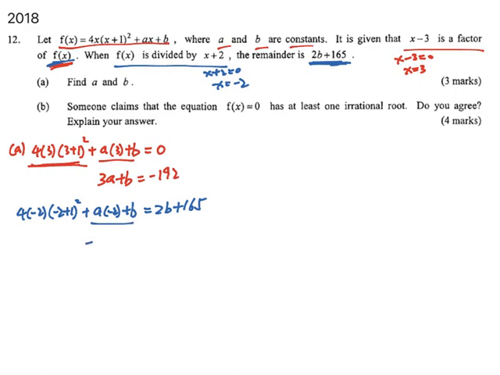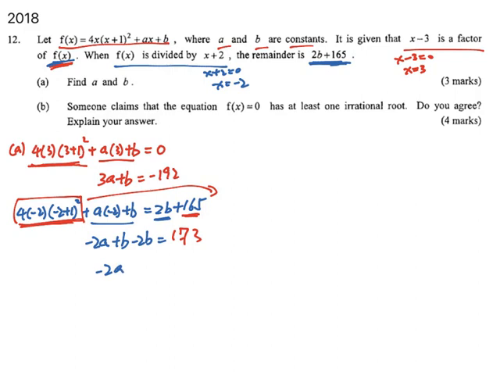For the unknowns first, it is negative 2a plus b. And then this one moves to the other side, that means the left hand side becomes minus 2b. And for the numbers, this one and this one, we can put it to the right hand side and then use 165 minus this part. Then we can get 173. Then we can simplify, so it becomes negative 2a minus b equal to 173.